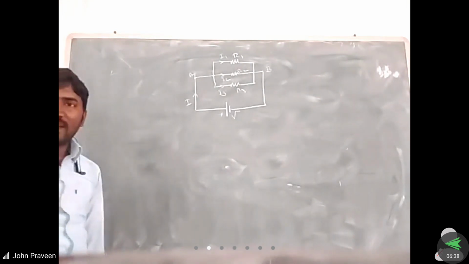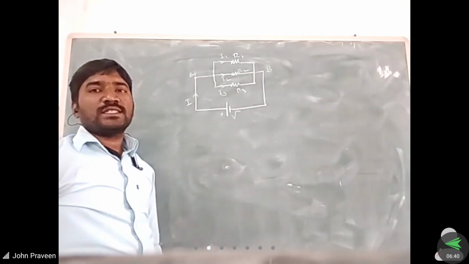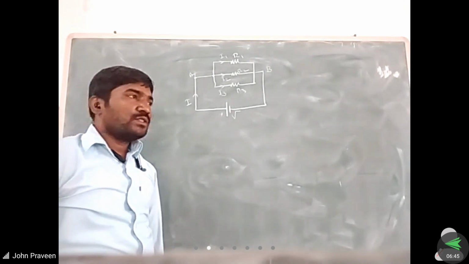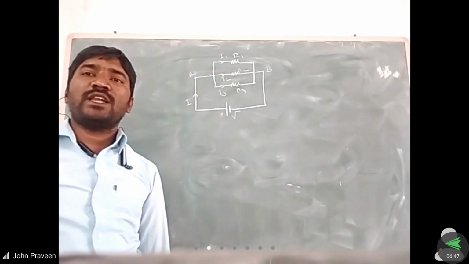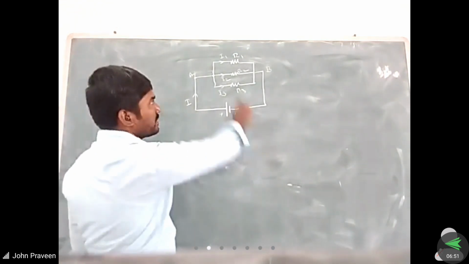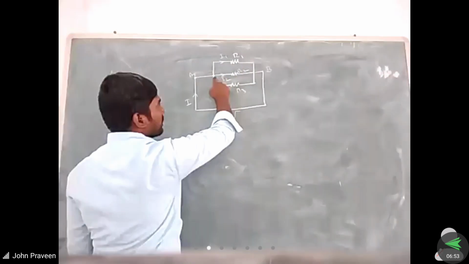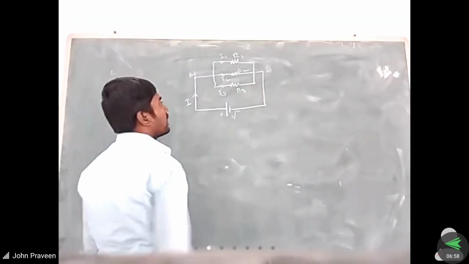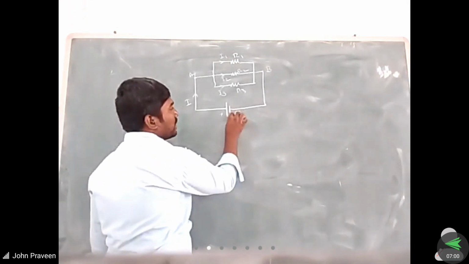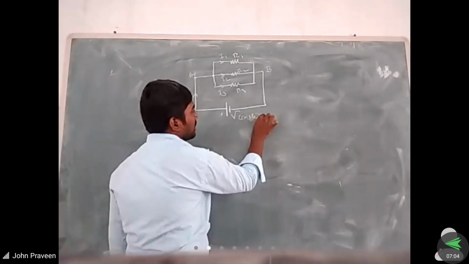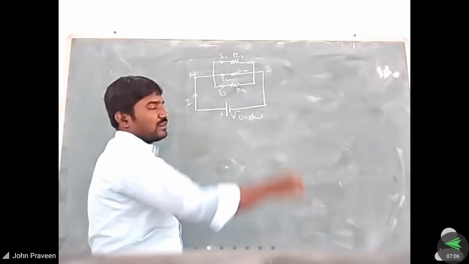So in case of parallel connection, the voltage is constant, but the current is divisible. So you can check the voltage value at any instant across the resistor. If you want to measure across R1 resistor, across R2 resistor, across R3 resistor, the voltage is constant. The voltage is constant, but the current is not constant.